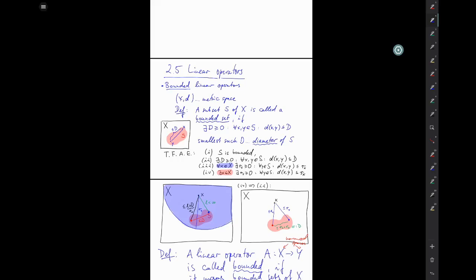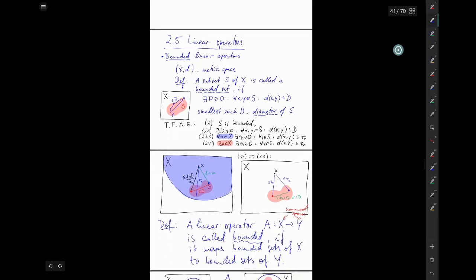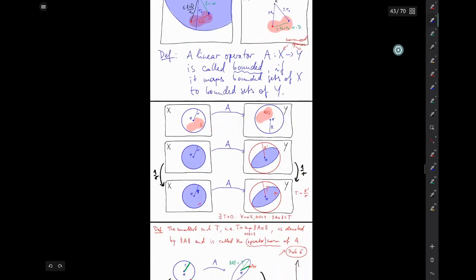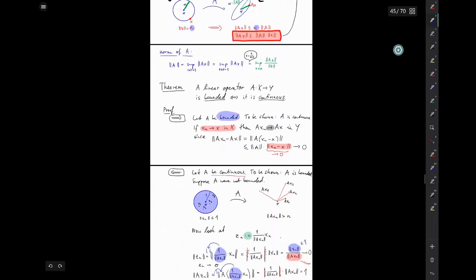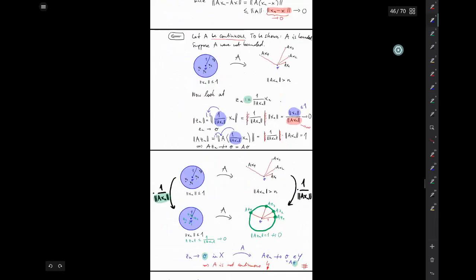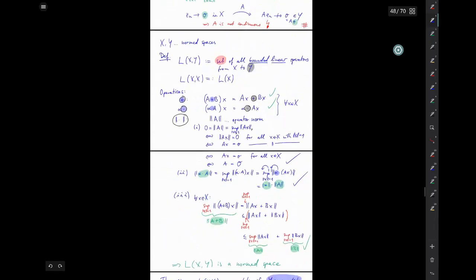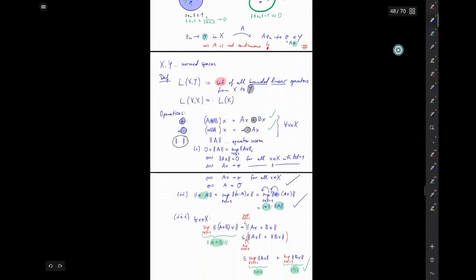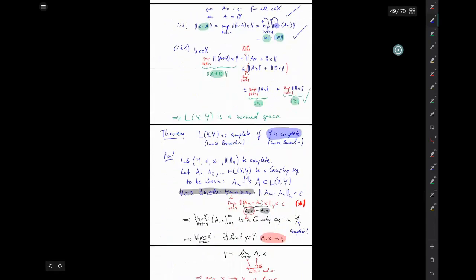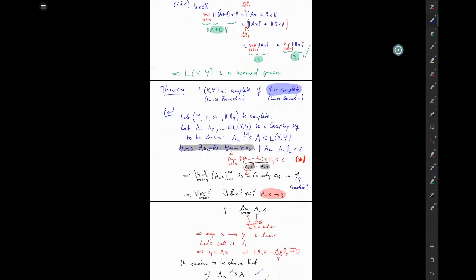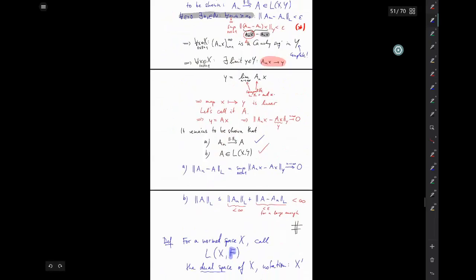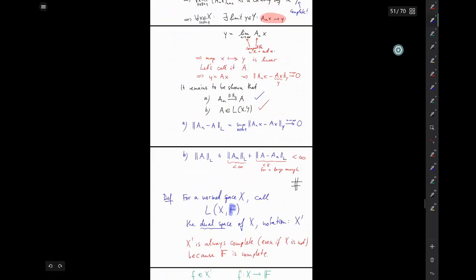Okay, welcome back. We are still in section 2.5 linear operators, where we have learned all about bounded linear operators, starting from what a bounded set is up until operator norm, properties of the operator norm. And then the set of all bounded linear operators turning out to be a space, even a normed space, and sometimes even a complete normed space, also known as a Banach space.